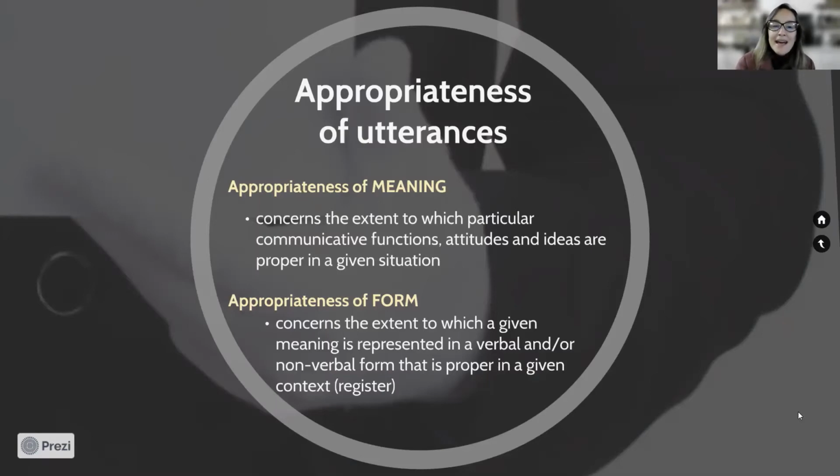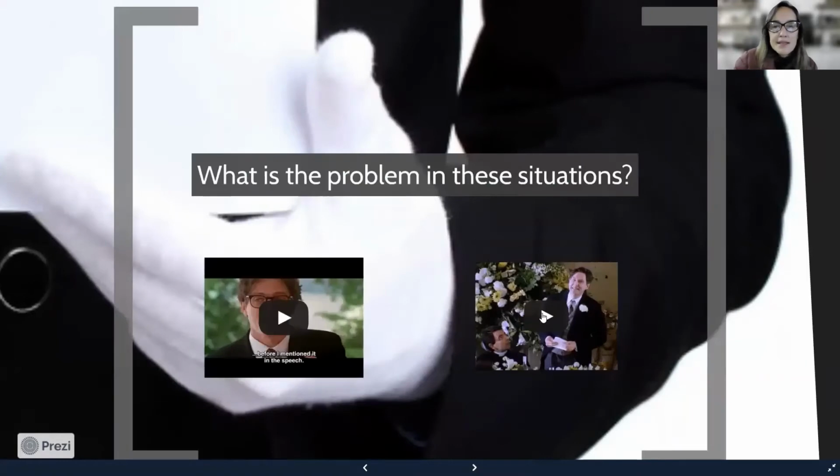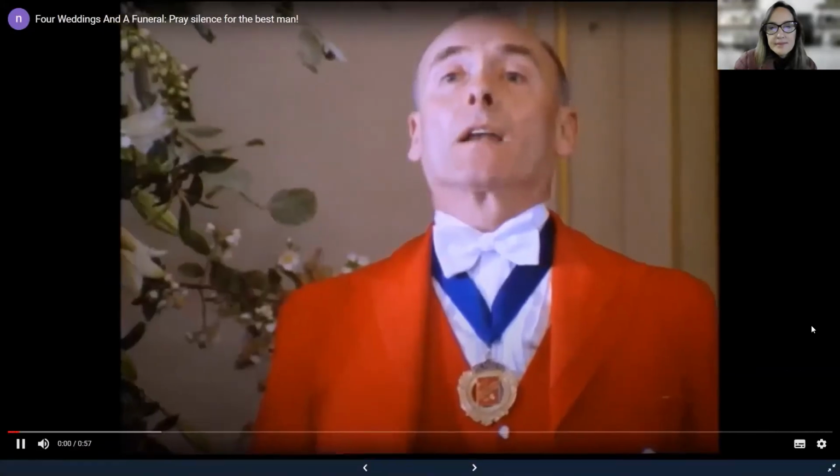Okay. And what about the form? Was the language he used okay? Was it formal for that context? I mean, that is a formal context, right? Probably it was, right? His choice of words was not wrong, right? And in the other case, let's have a look at it again. Praise silence for the best man.